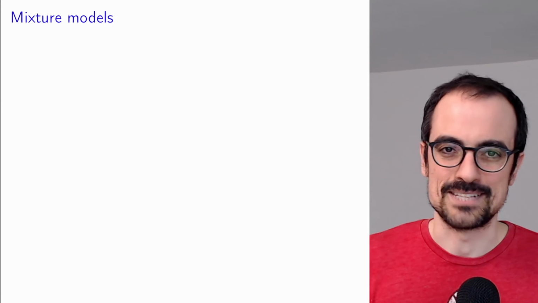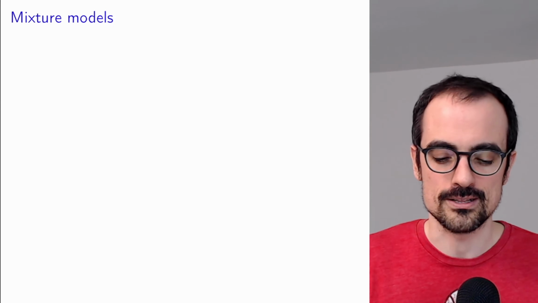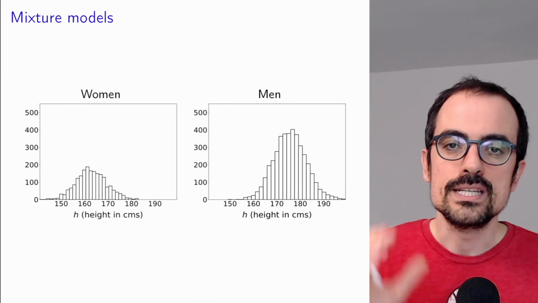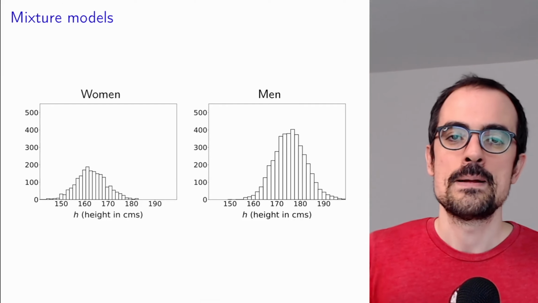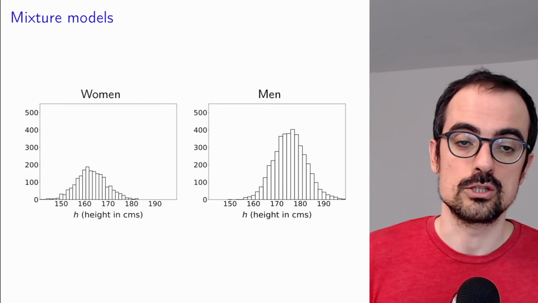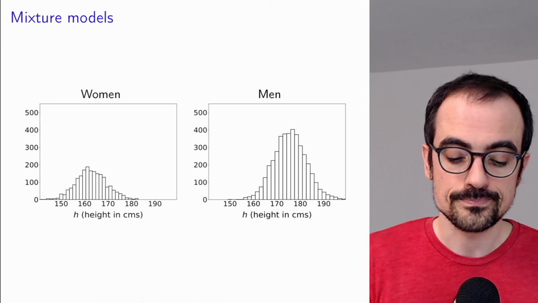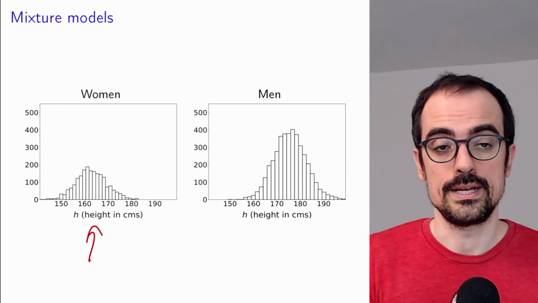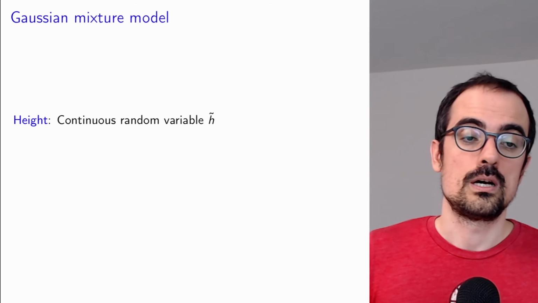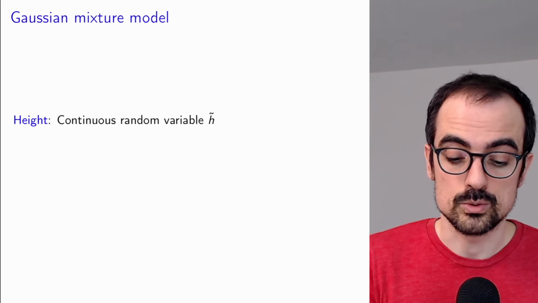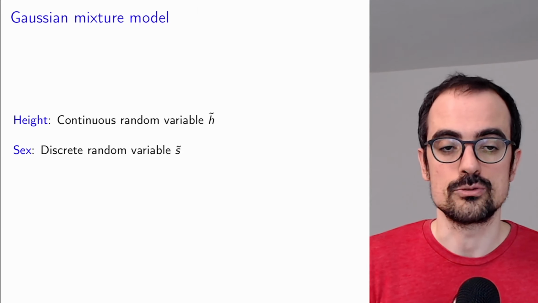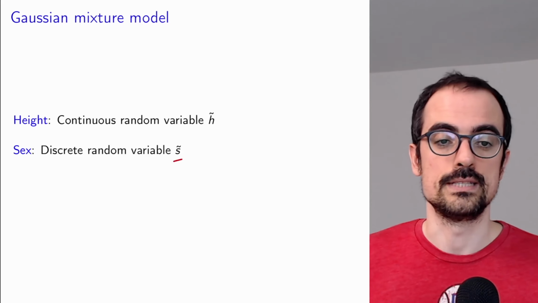Okay, so I just said mixing. Let's talk about mixture models. In mixture models, what we do is we fit different parametric models conditioned on a discrete variable. In this case, our discrete variable is going to be sex, so women or men. And these are the data assigned to women, and these are the data assigned to men. Our continuous variable is going to be height, which we're going to denote with this letter h. And as I said, the discrete variable is this variable s.